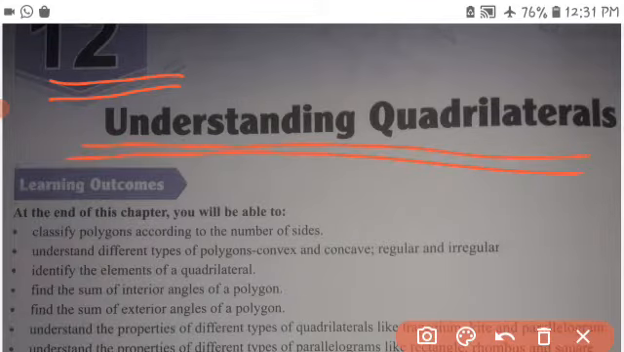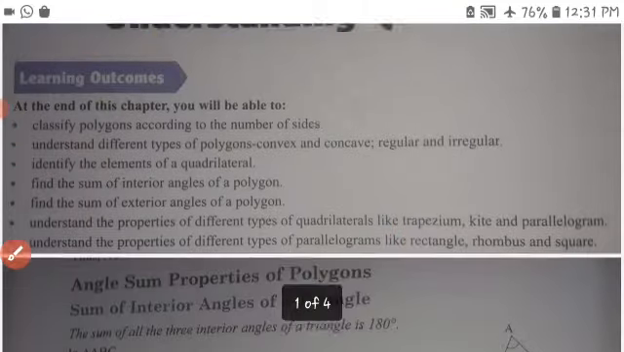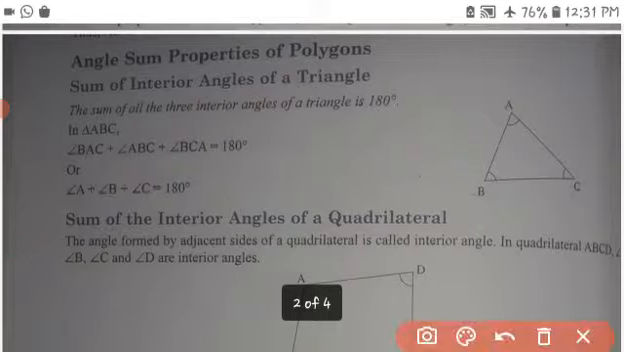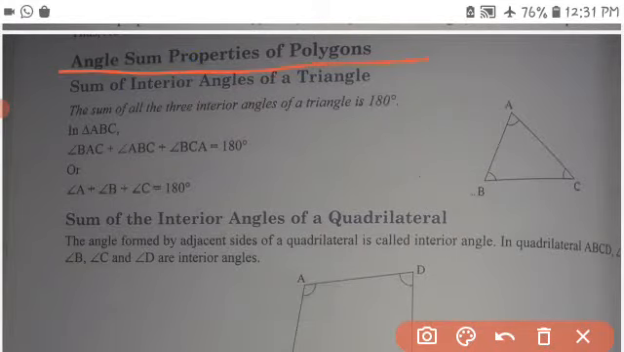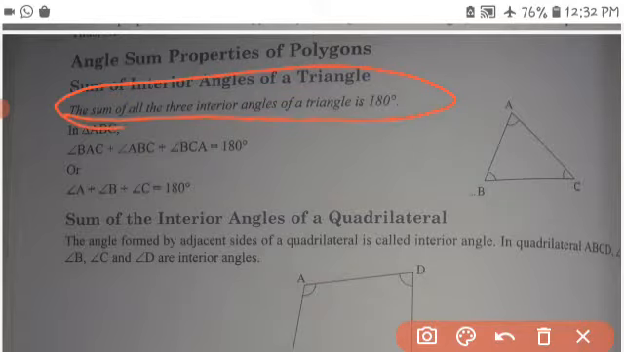Understanding Quadrilaterals, Chapter 12. Angle sum properties of polygons. Sum of interior angles of a triangle: the sum of all three interior angles of a triangle is 180 degrees. In triangle ABC, angle A plus angle B plus angle C is equal to 180 degrees.